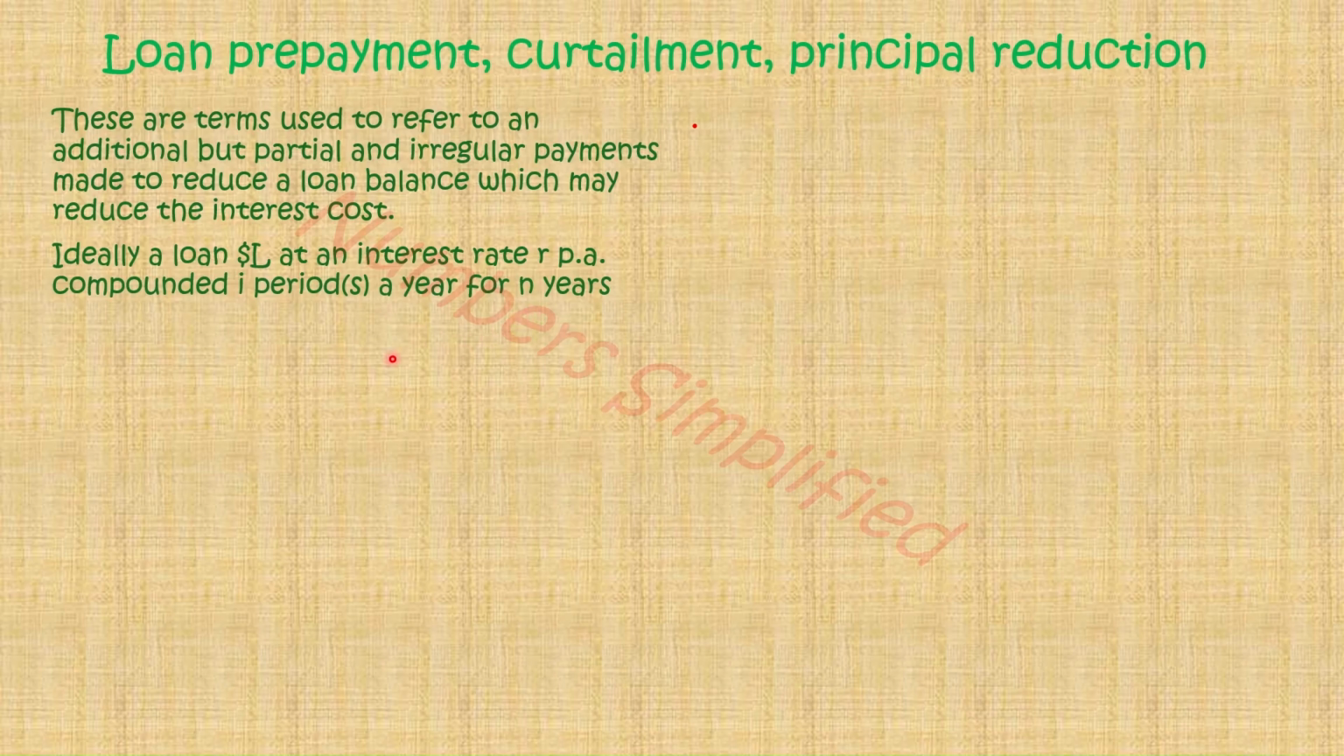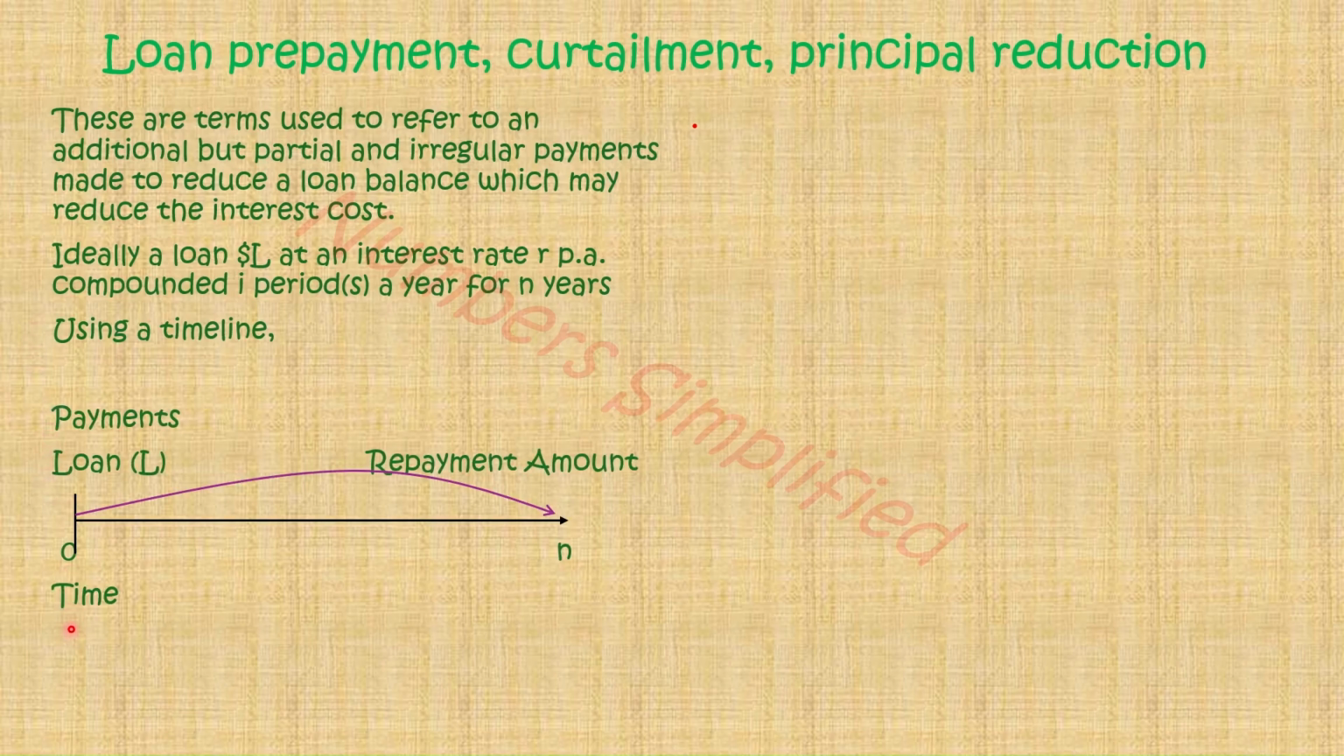If we are going to represent that payment using a timeline, we would have something of this nature where at time zero, you get a loan worth L dollars, and then you're expected to repay back the loan after N years. So there is a process of repayment. After N years, the loan's value will be worth something simply because it would comprise the interest.